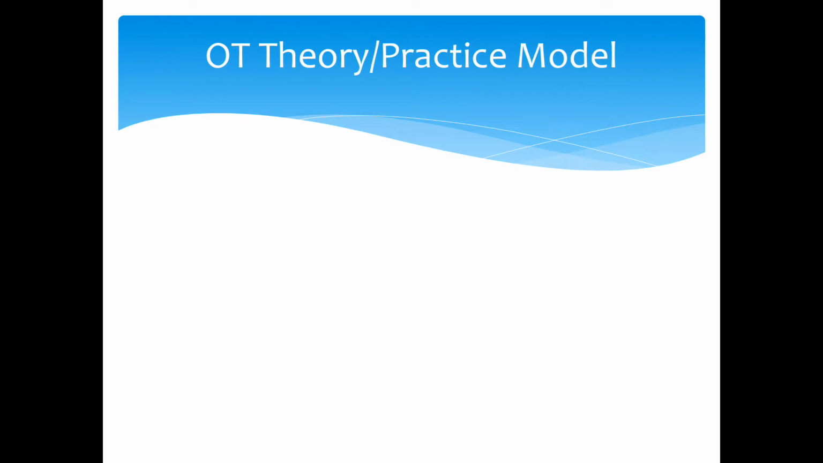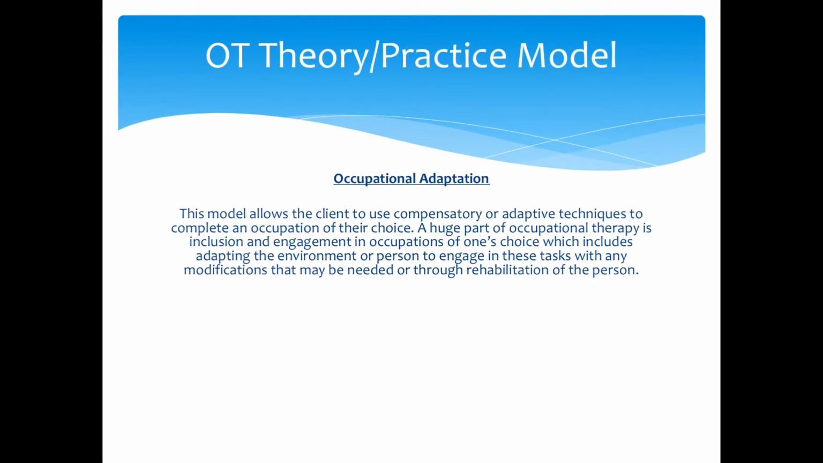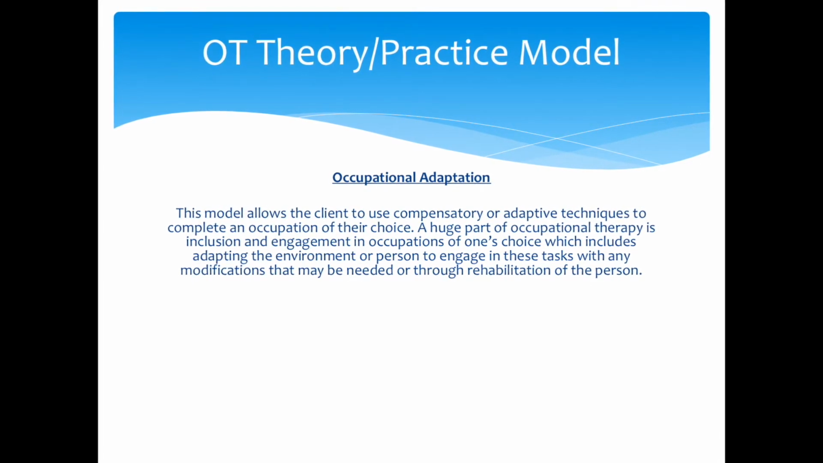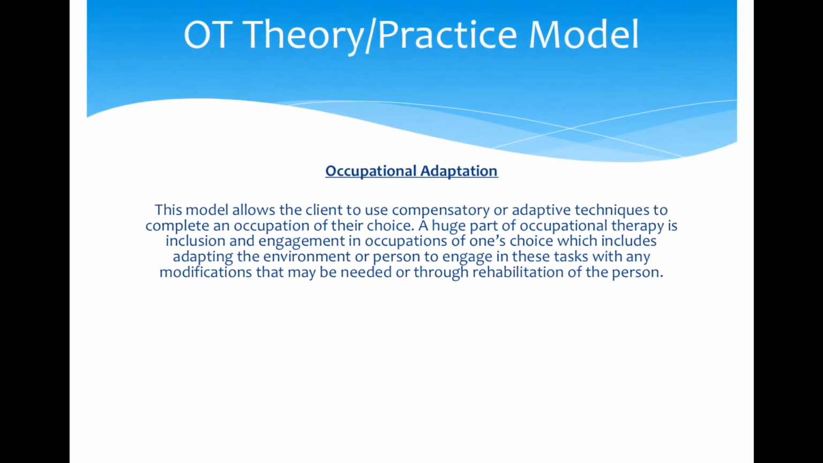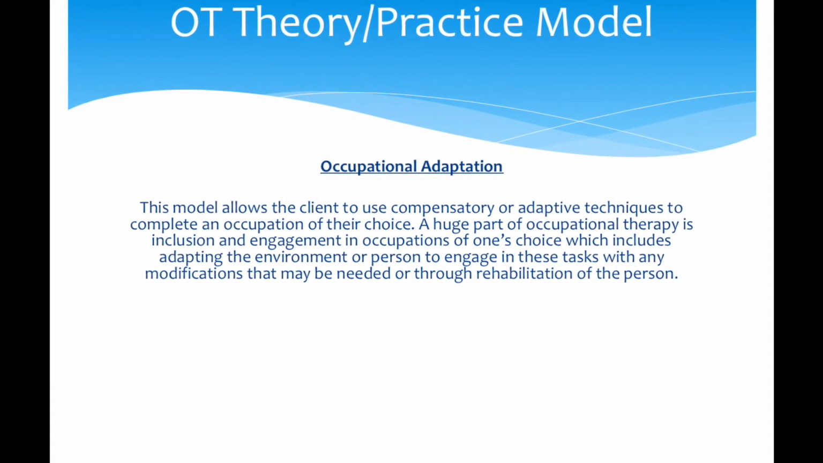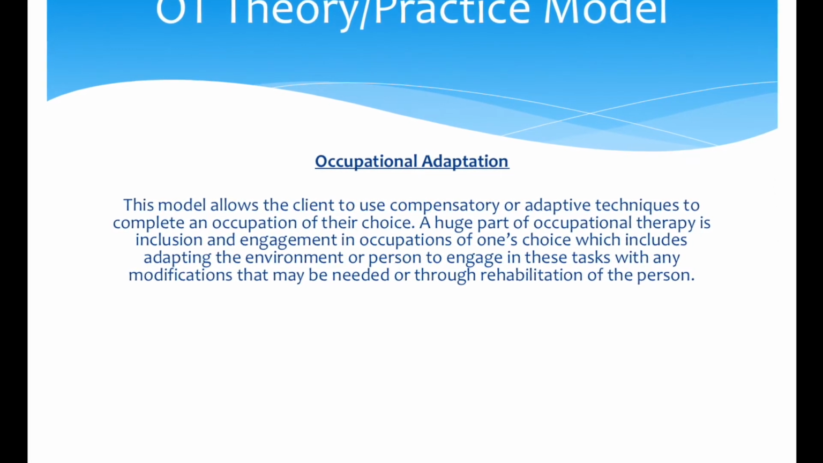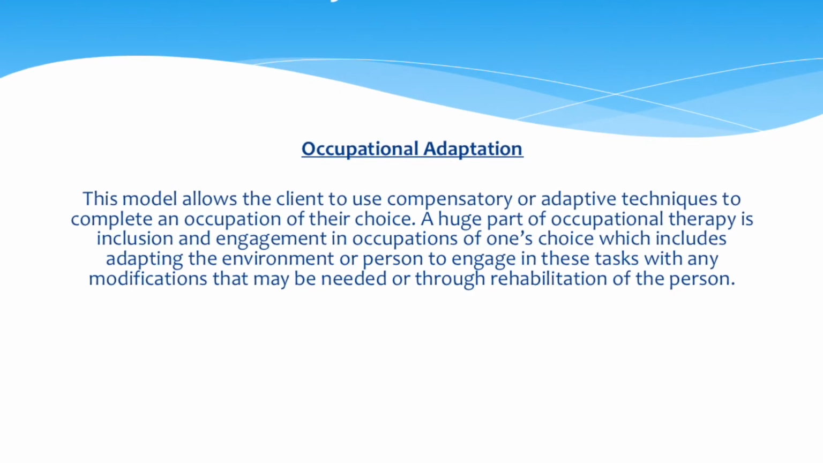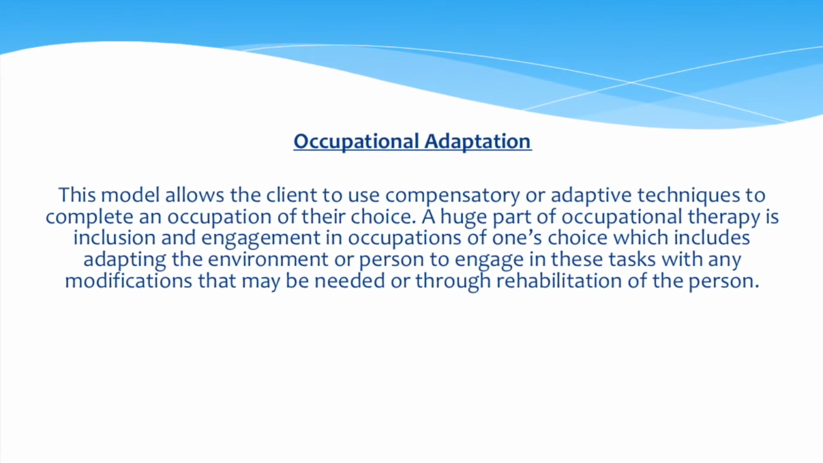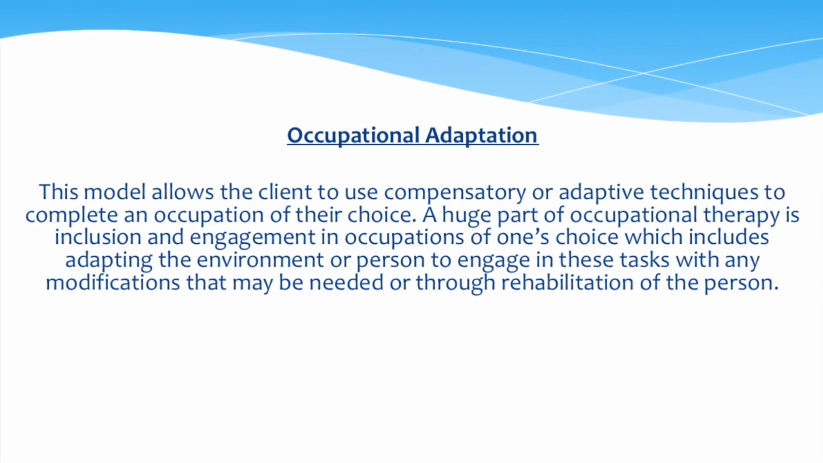In considering the OT theory and practice models, we think that a model that would be appropriate to use with this activity would be occupational adaptation. This model allows the client to use compensatory or adaptive techniques to complete an occupation of their choice. One of the biggest parts of occupational therapy is inclusion and engaging in occupations of someone's choice, which includes adapting their environment or the person to make them able to engage in these tasks with any type of modifications that may be needed.